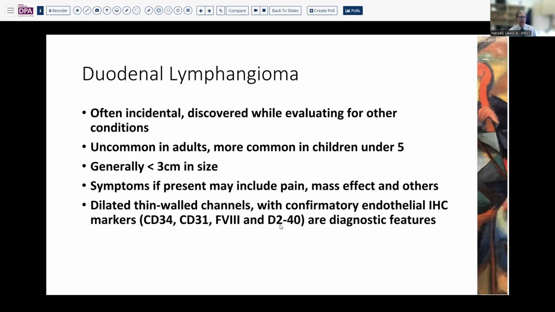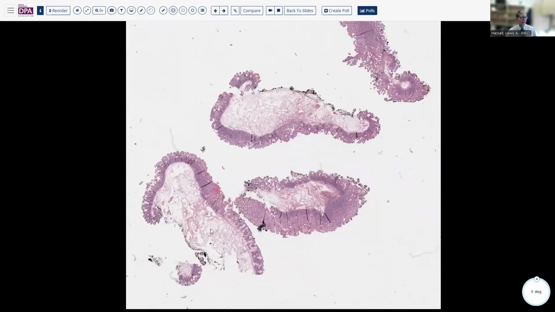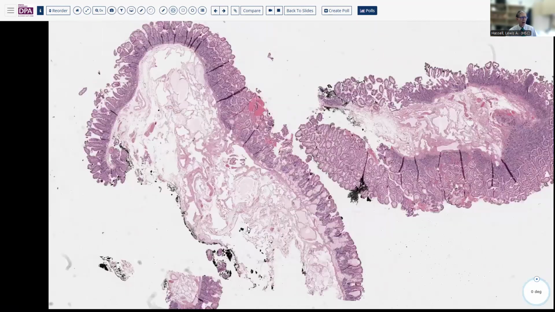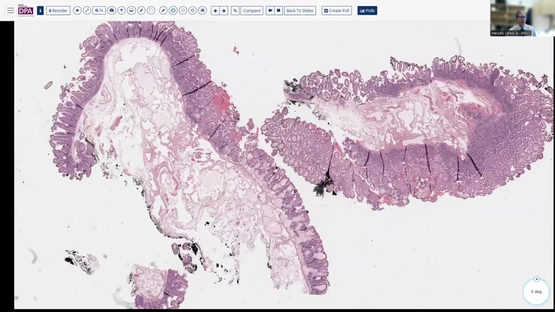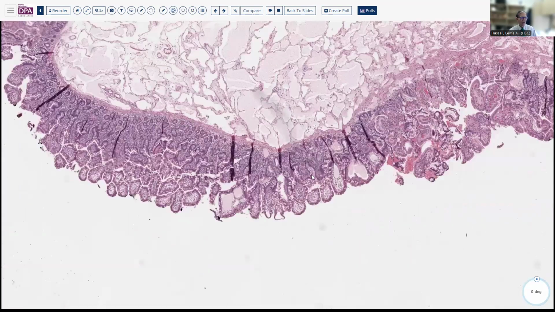if they have the lymphatic endothelial marker D2-40 or podoplanin. That would be considered diagnostic. So here's another sample from this patient showing you the extent of this lesion, involving several centimeters of the submucosa, and as we saw earlier, also extending up into the mucosal villus structures.